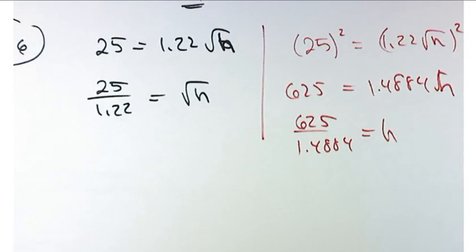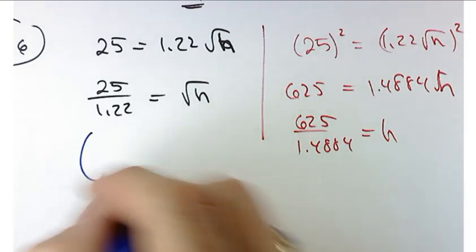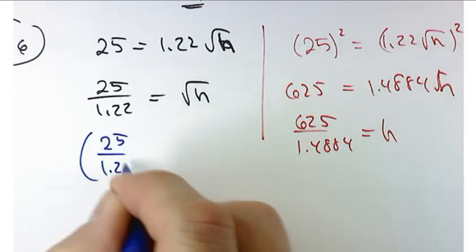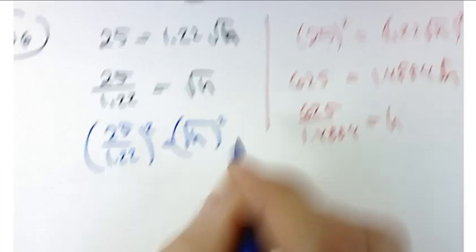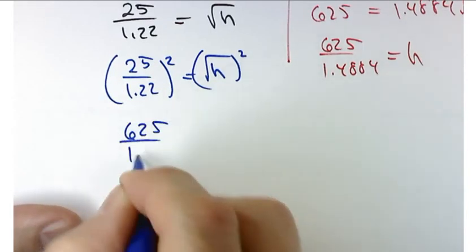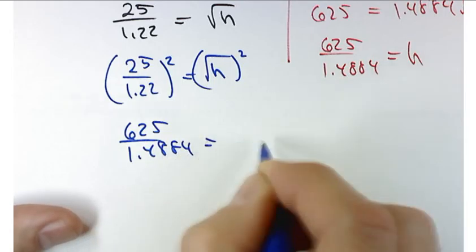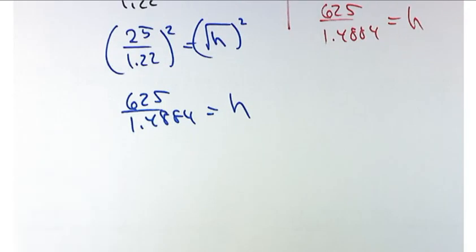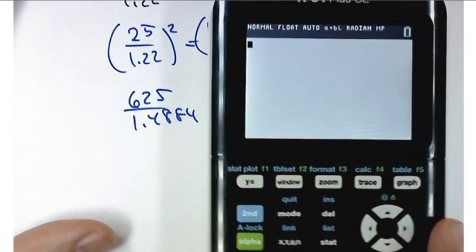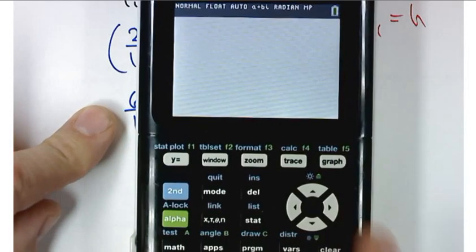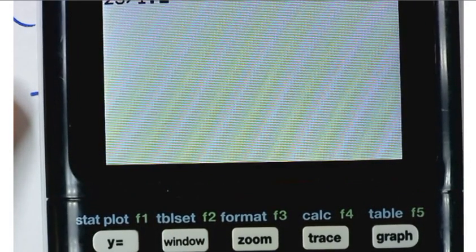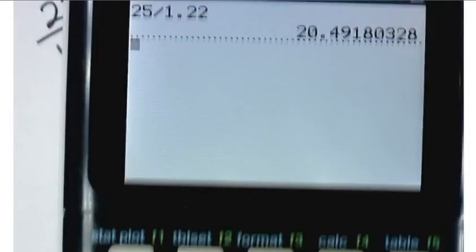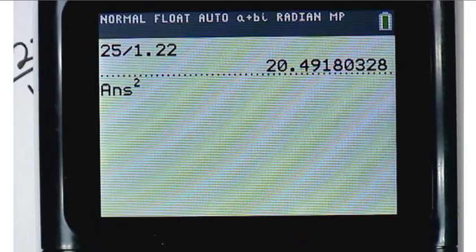So that's one possibility. You're essentially getting the same thing here, because when I square both sides, I'm going to have to square the numerator and square the denominator. So I'll get 625 divided by 1.4884. So whatever that turns out to be. Good question. They both work out the same way. As far as doing it on a calculator, we don't need to necessarily write that out. What we could do would be take 25 divided by 1.22, press the enter key, and then hit the square key. So just square it.